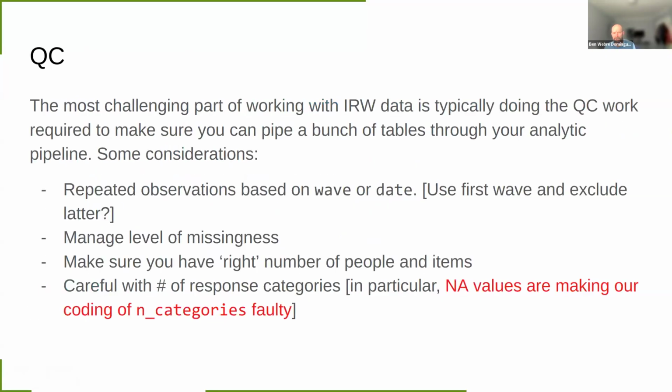The most challenging part of working with the IRW data is typically the fact that you have to do some quality control work to make sure that you're getting the kinds of tables that are useful for your analytic pipeline. We have 900 tables. They're pretty heterogeneous, and so you need to do some filtering. Here are some considerations you might want to have in mind as you start thinking about IRW tables.